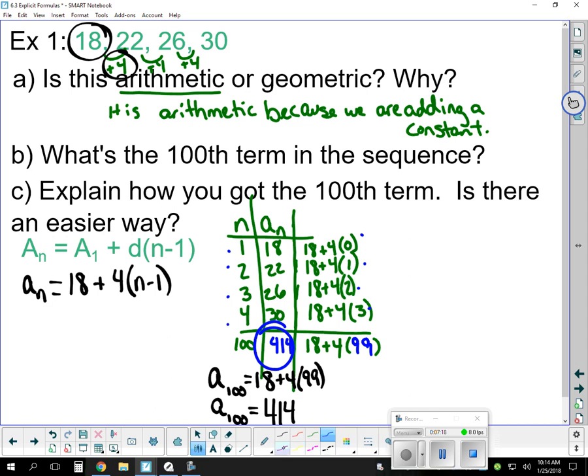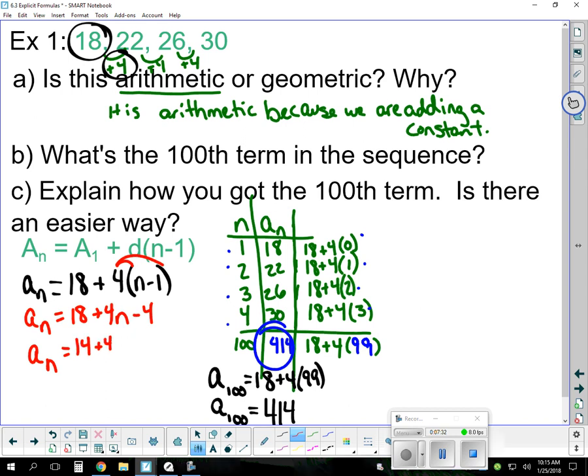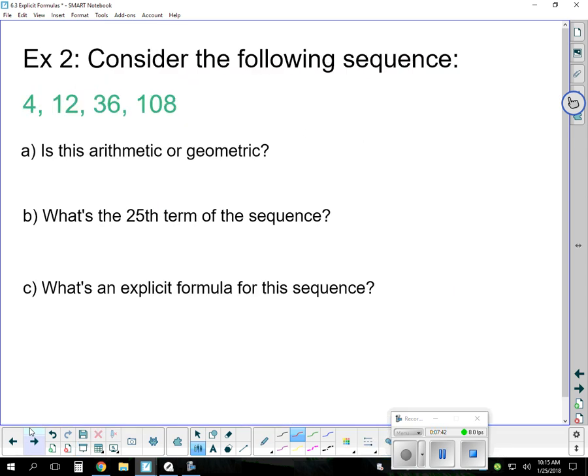To rearrange it into slope-intercept form, you would need to do distributive property. You would be distributing the 4. So 4n minus 4. And then combine like terms, 18 and negative 4 is 14 plus 4n. And then finally you could rearrange that order because we wanted mx plus b. Okay, n being your x in this case. All right, neato. Let's try another one.